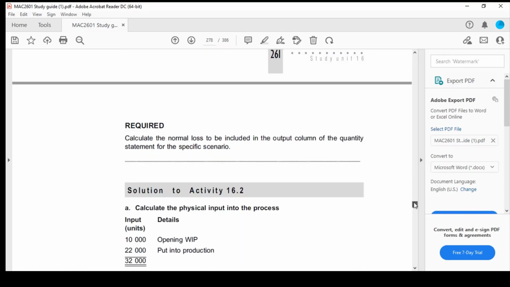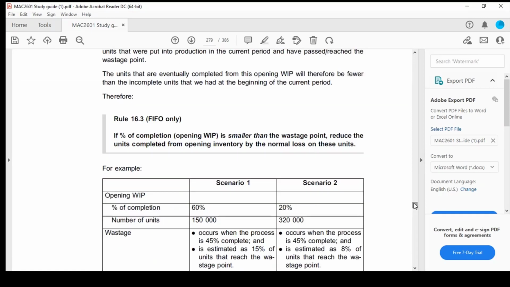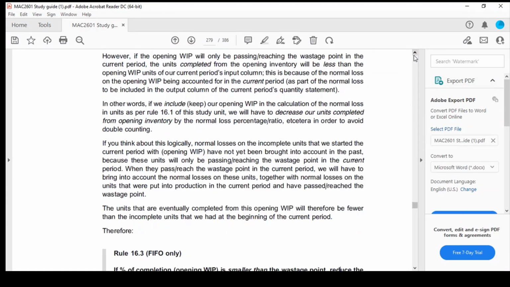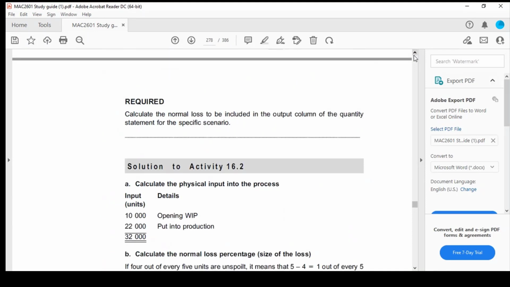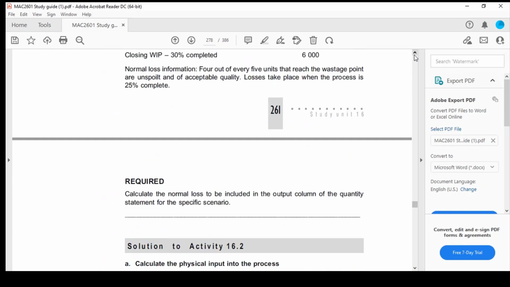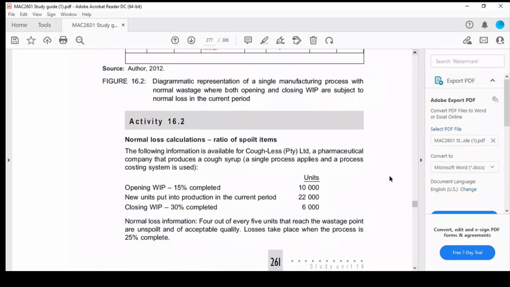Okay. Let's look at 16.2. There are still rules around first in, first out, guys. Normal loss is a bit tricky, but it's possible. Fine. Let's look at normal loss calculation, ratio of spoiled items.